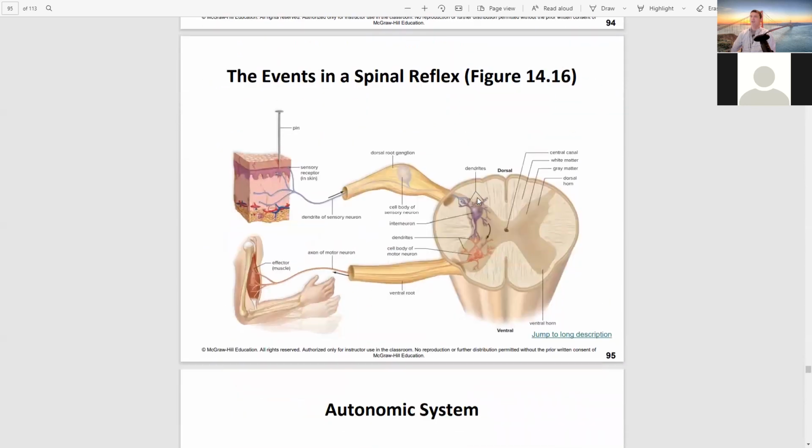Okay, so here are the events in a spinal reflex. So we have the dendrite of the sensory neuron, goes to the dorsal root ganglion, and then that's picked up by dendrites of the interneuron. And then the cell body of the motor neuron goes to the ventral root, and then the axon of the motor neuron to the effector muscle.